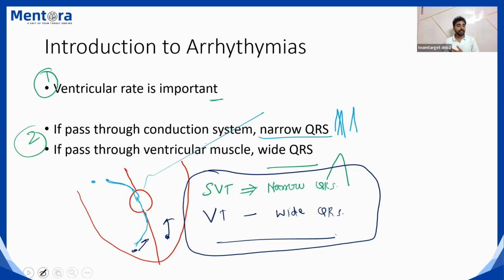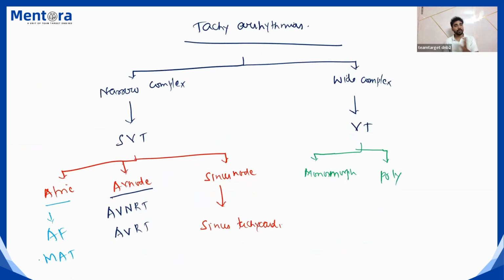After knowing this, after seeing a tachyarrhythmia, you have to divide into narrow or wide. Narrow means supraventricular, wide is ventricular. Supraventricular means it can come from the atria, from the AV node, or from your sinus node also. If it comes from the sinus node, sinus tachyarrhythmia. If it comes from the AV node, AV nodal re-entry tachycardia or atrioventricular re-entry tachycardia. Two things are there. If it comes from the atria, it can be AF or multifocal atrial tachycardia. Then comes wide complex, only ventricular tachycardia from the right ventricle or left ventricle. We can divide them into monomorphic or polymorphic. That's it. So this classification is clear. I can go to the next thing.